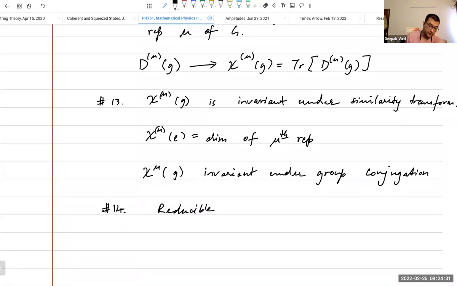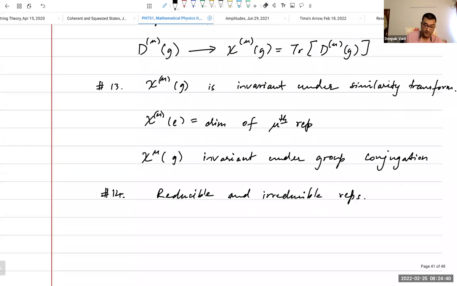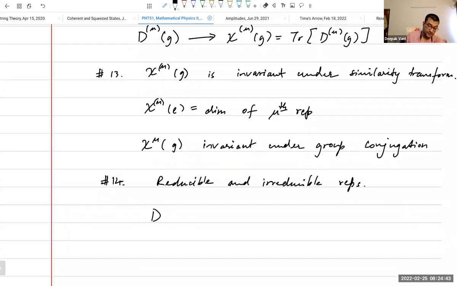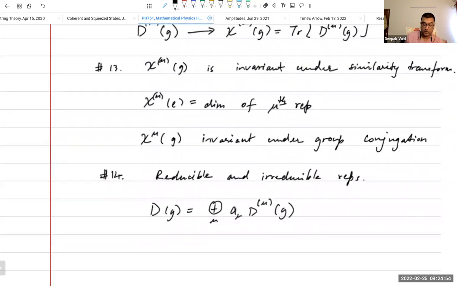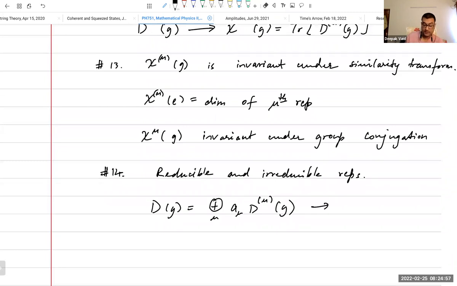Then we have the concept of reducible and irreducible representations. So if you have some representation D of G, and it can be written as a sum over smaller representations, then we say that D of G is reducible. And for this purpose, one has to introduce the concept of the direct sum of vector spaces.